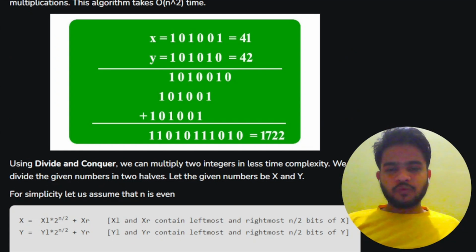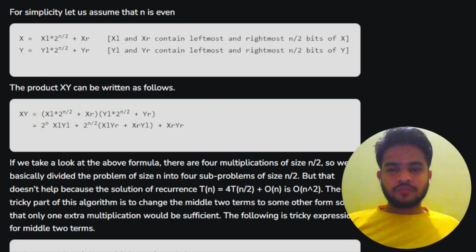Using divide and conquer, we can multiply two integers in less time complexity. We divide the given number in two halves. Let the given numbers be x and y. For simplicity, let us assume that n is even. The product xy can be written as follows. We can take a look at the above formula. There are four multiplications of size n by 2.